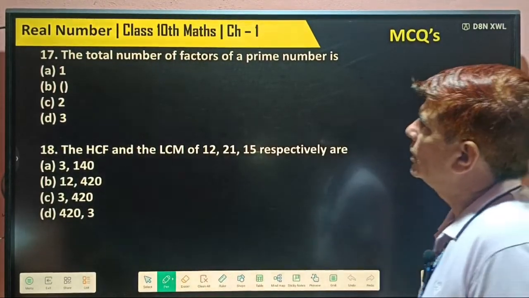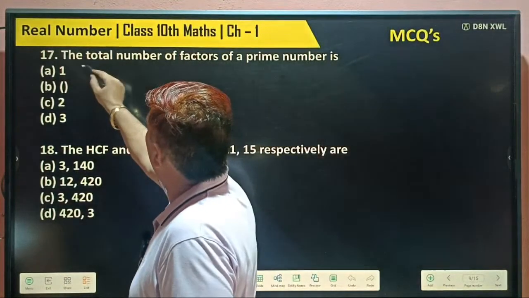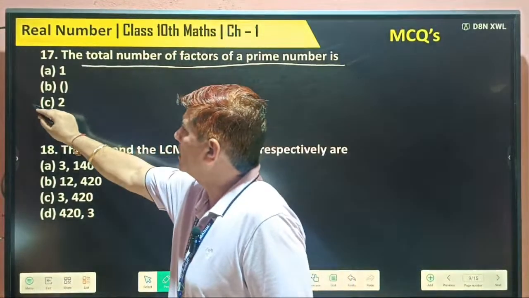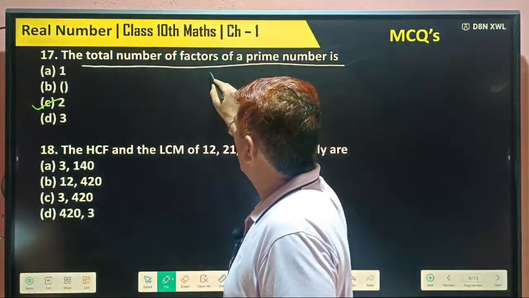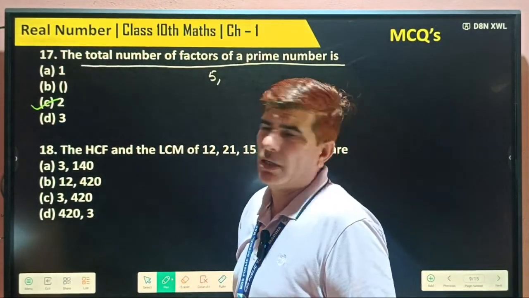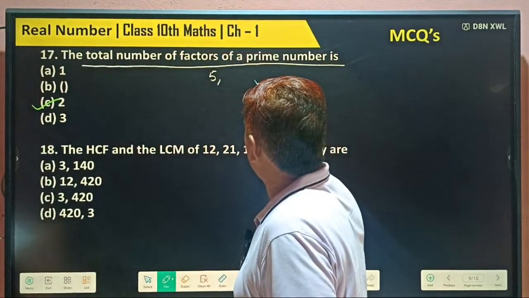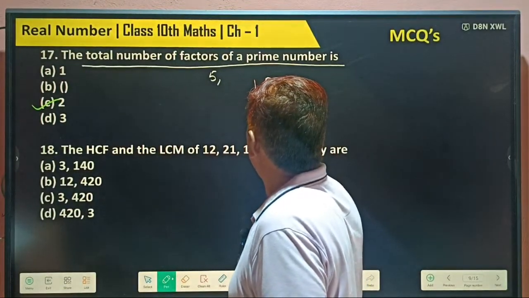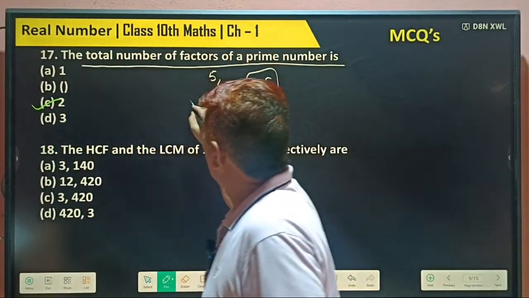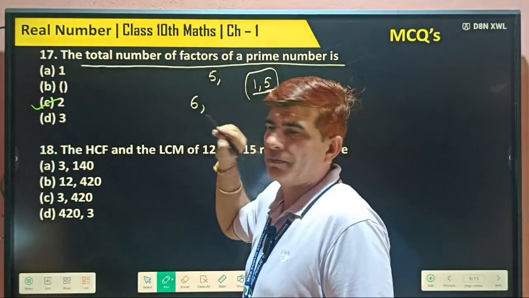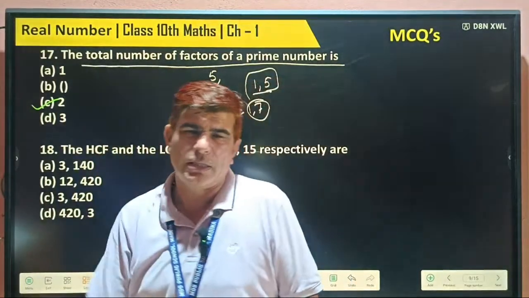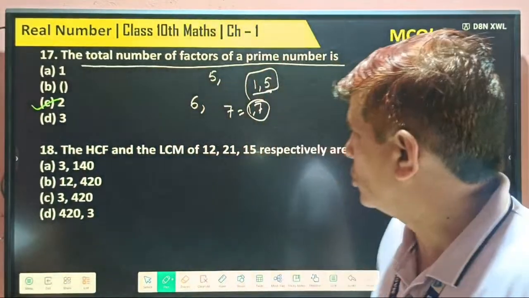So this is given, the total number of factors of a prime number. So exactly its answer is this. Why? We have taken 5 as a prime number. 5 is a prime number which is divisible by 1 and itself. So what are its factors? It's divisible by 1 and it's divisible by 5. So how many factors? Total number of factors, 2. 6 is not a prime. 7 is a prime, it's also divisible by 1 and 7. So what's your answer? This is our answer. Got it?